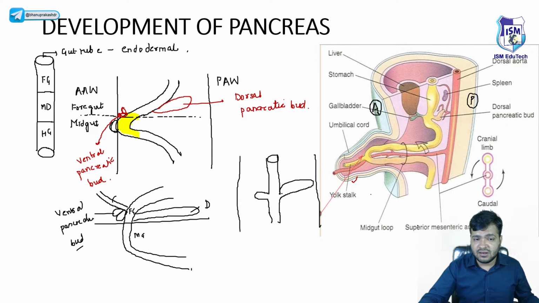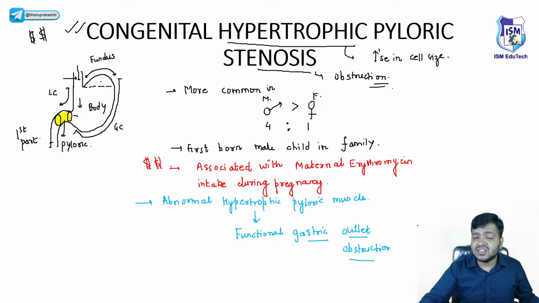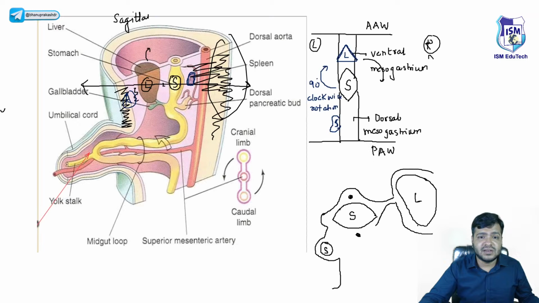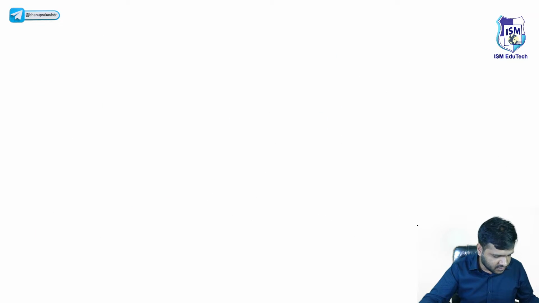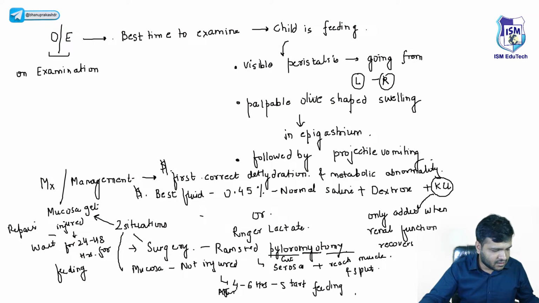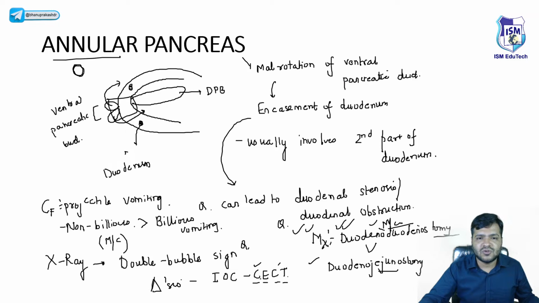The rotation, the development of the pancreas and how the different parts of the pancreas are formed along with the ducts is clear to everyone. We have discussed the congenital hypertrophic pyloric stenosis in detail, and rotation of the stomach and the development of the stomach. Right? Okay. She says yes, sir. Yes, sir. Let us now answer some of the questions now, guys.